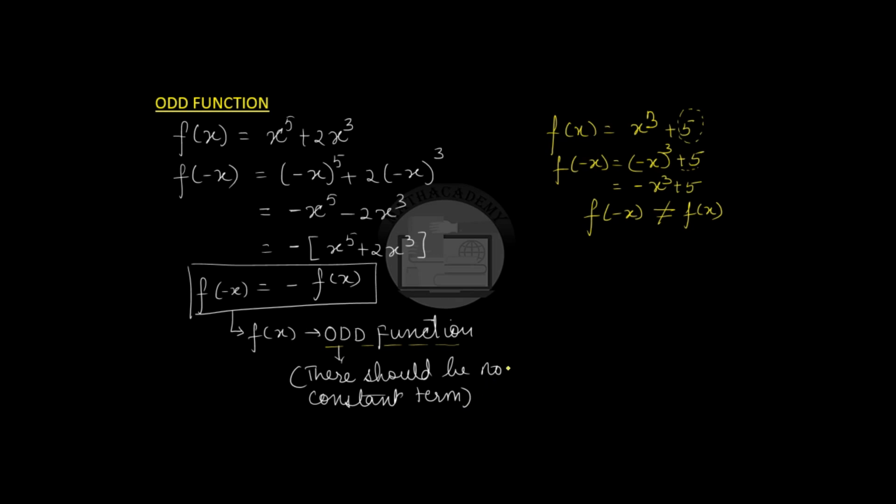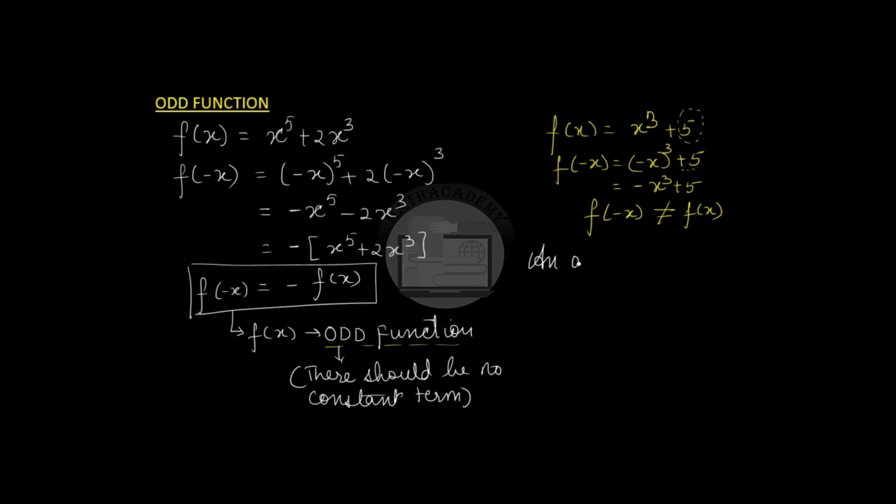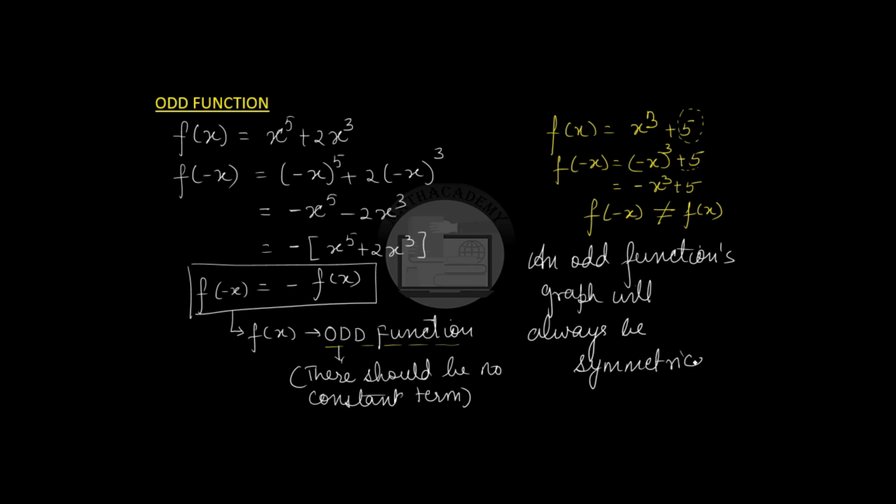Let us look at the graph of this. This is the graph, and we see that this graph is not symmetrical about y-axis, but it is symmetrical about origin. Okay, so an odd function graph will always be symmetrical about origin, which is 0, 0.